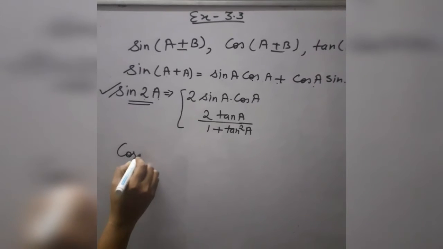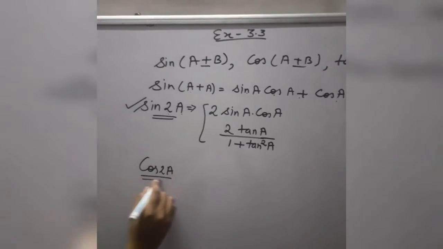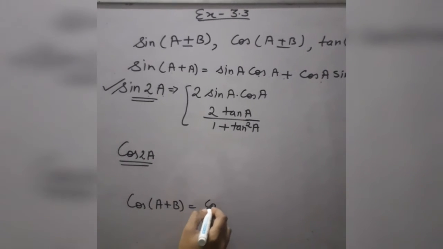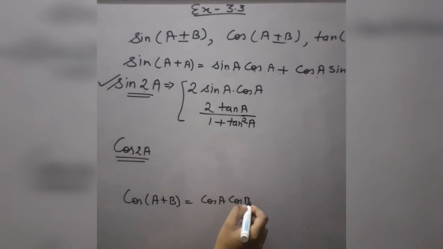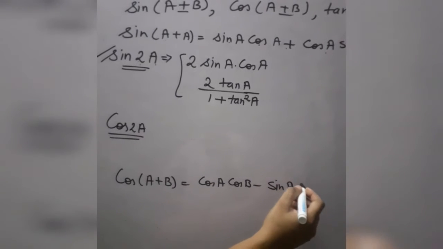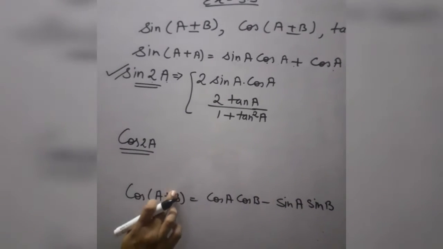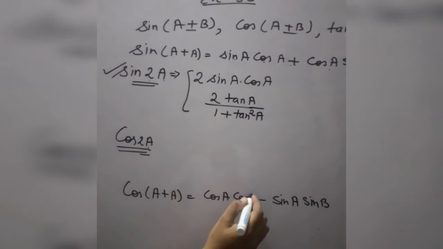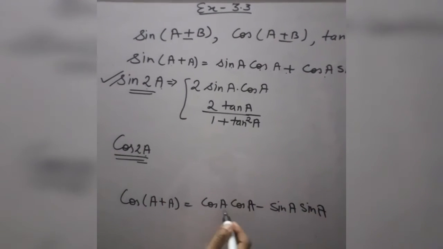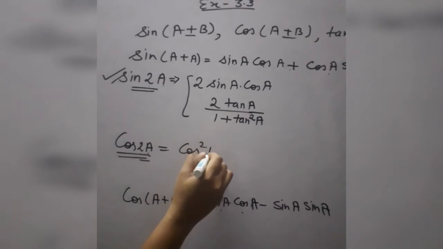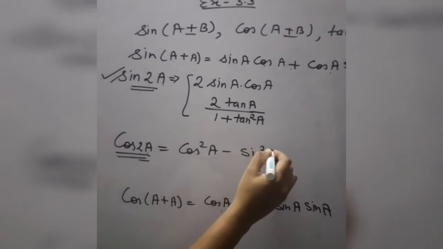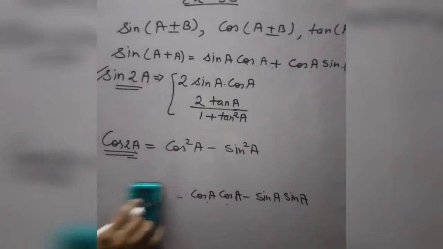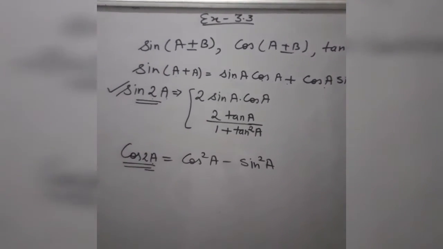Next, cos 2A. This formula is also derived from cos A plus B. All of you know that cos A plus B is equal to cos A cos B minus sin A sin B. If in this formula this B is replaced by A, then it becomes cos 2A. Here also this B is replaced by A, then it becomes cos square A minus sin into sin, it becomes sin square A. So this is the formula for cos 2A. Cos 2A is equal to cos square A minus sin square A.